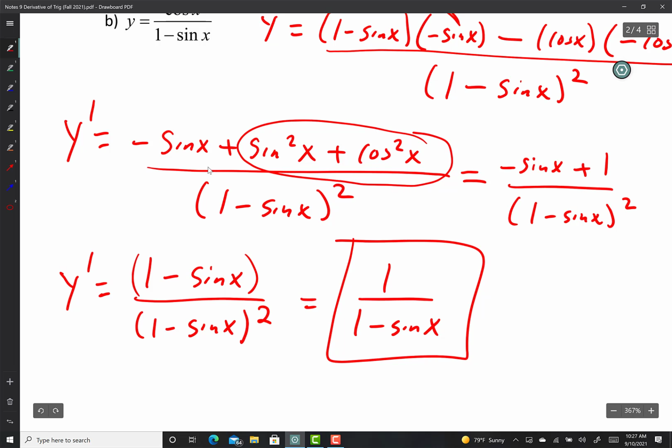Oh, I canceled that with one of those. Wait, how do you still end up with 1 minus sine x? Because wouldn't it be 1 plus sine x if you're doing a different square? There's no difference of squares. I have 1 minus sine x times 1 minus sine x on the bottom. Oh, right. I have 2 of them, and I just canceled 1. Laws of exponents. You know what I mean? Okay. You guys okay over there?